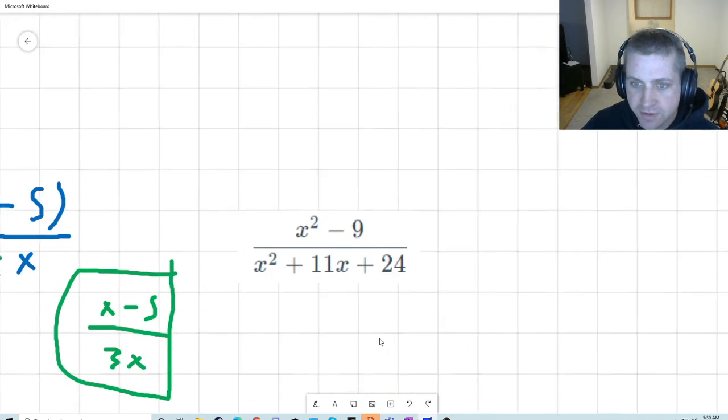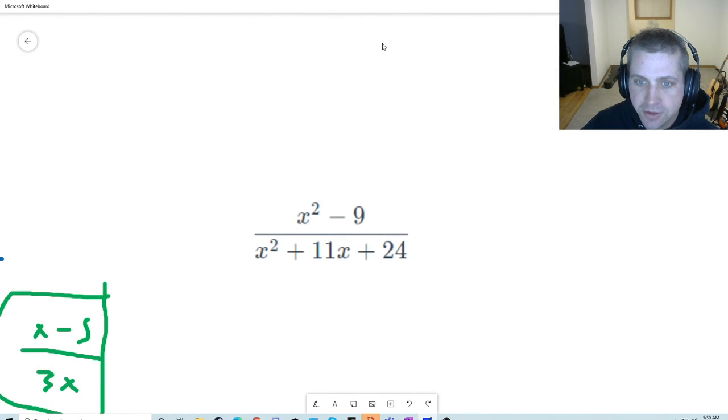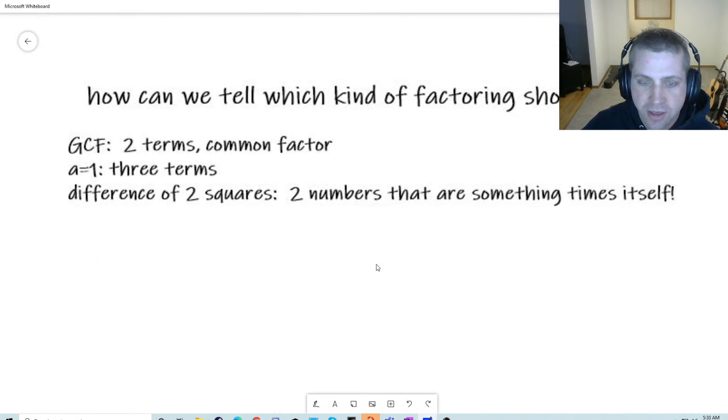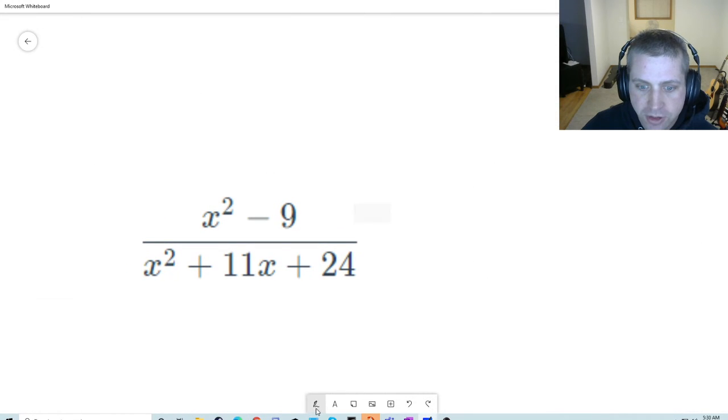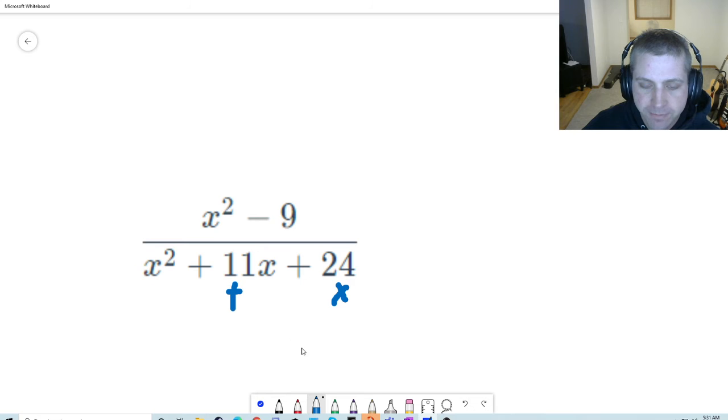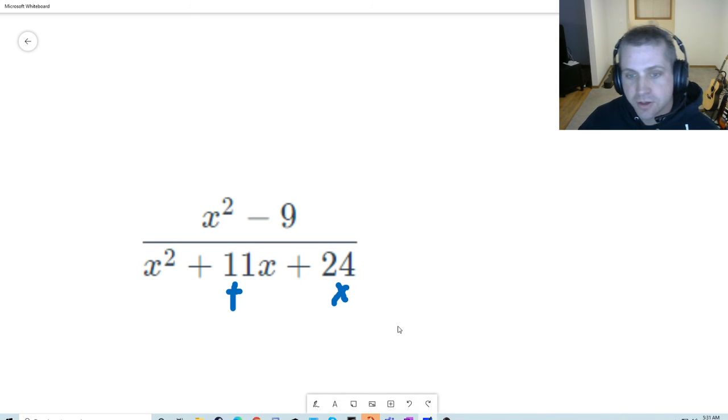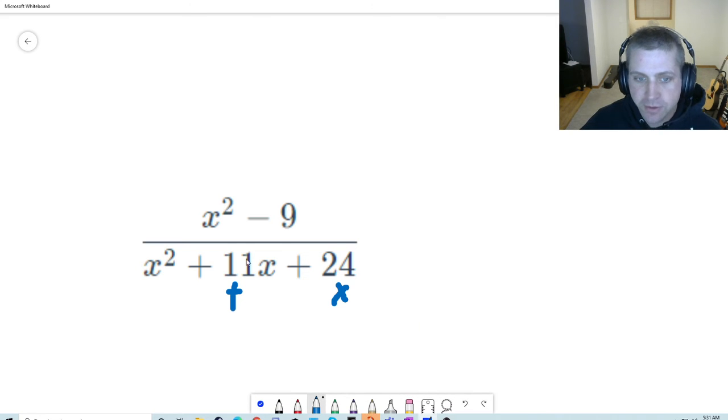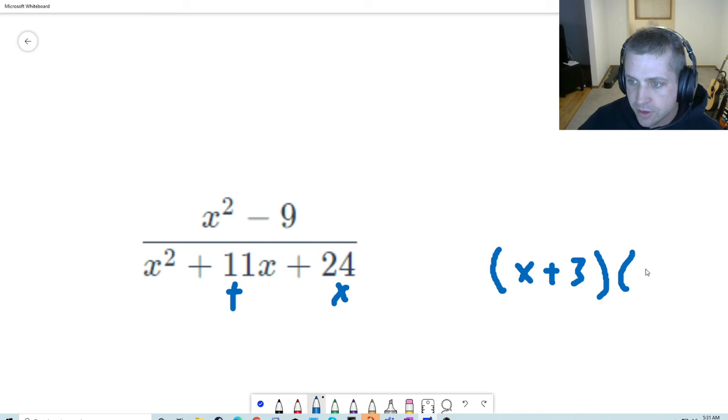We got other kinds of factoring here. I see 3 terms. That's like a equals 1 factoring, which means I should be looking for what multiplies to 24 and adds to 11. So I could look at my factor chart if I like, or I could just use my multiplication skill. Once I figure out that 8 times 3 is 24 and 8 plus 3 is 11, I should be able to factor this with a 3 and an 8.